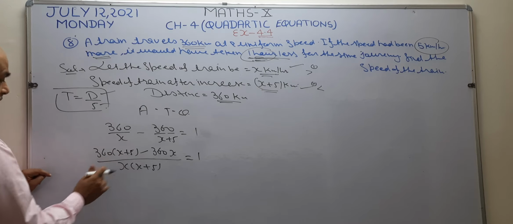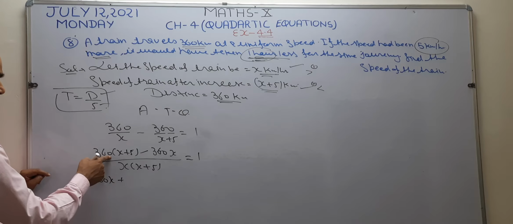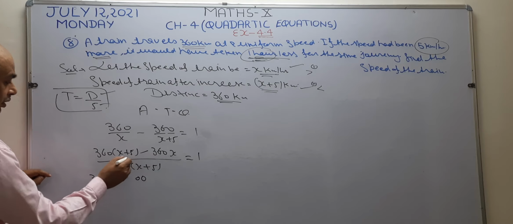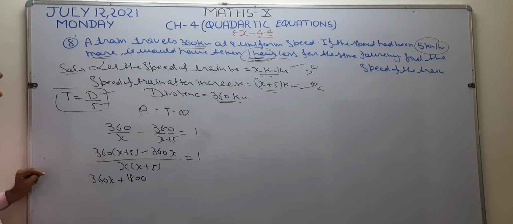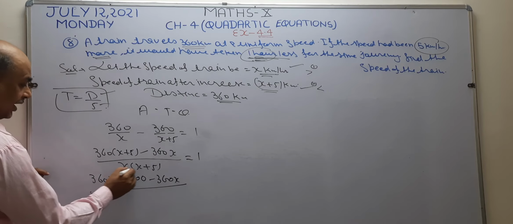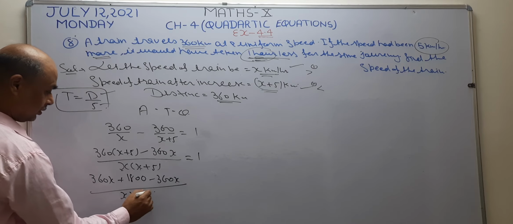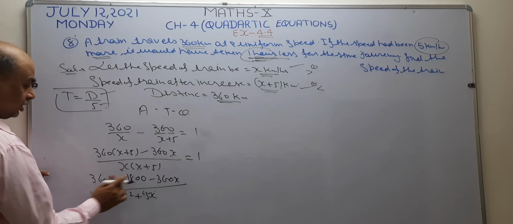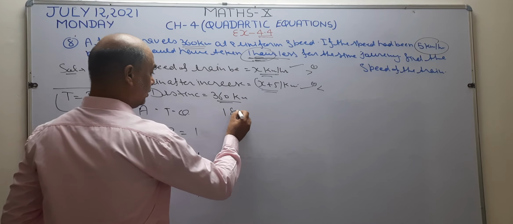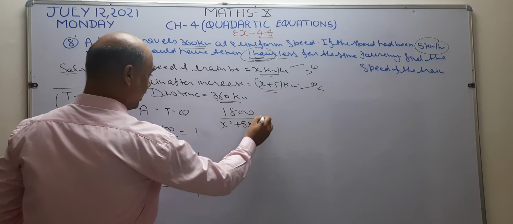When I open the bracket, this becomes 360x. After that, a positive sign is there. 360 is going to multiply 5. 5 into 0, 0. 5 6s are 30, 3 is left. 3 5s are 15 plus 3, 18. So right here 1800 minus 360x is there. After that, x into x becomes x square and x into 5 becomes 5x. Now see, this is negative and this is positive, so this is going to cancel. Now what is left? 1800 upon x square plus 5x equal to 1 by 1.